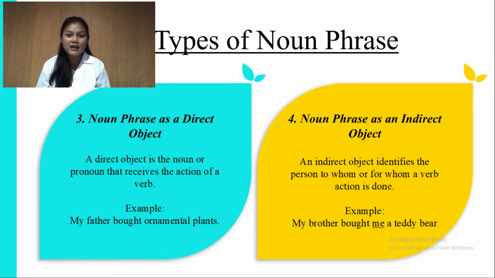Well, the last type is noun phrase as an indirect object. As we know, an indirect object here is to identify the person to whom or for whom a verb action is done. The example is, my brother bought me a teddy bear. Well, me here is the indirect object.